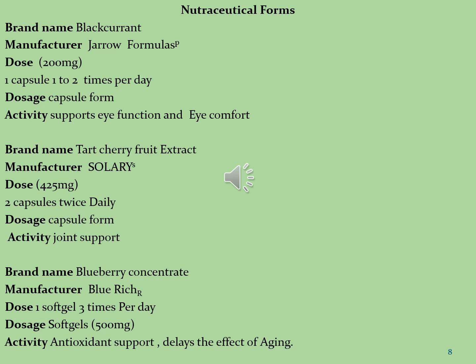Now we discuss some important pharmaceutical brands in which anthocyanins are used as active group extract. The first product is Blackcurrant. It is manufactured by Jarrow Formulas and we take 200 mg per day as its dose, one capsule 1 to 2 times per day. It is formulated in the form of capsules. It is used to support eye functions and eye comfort.